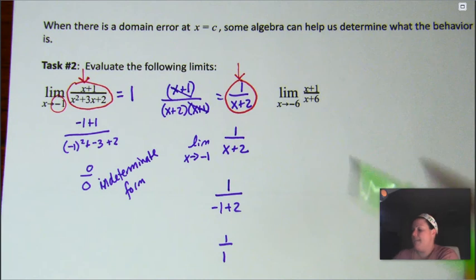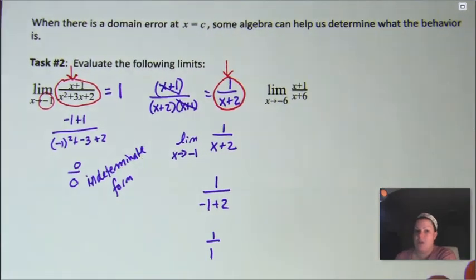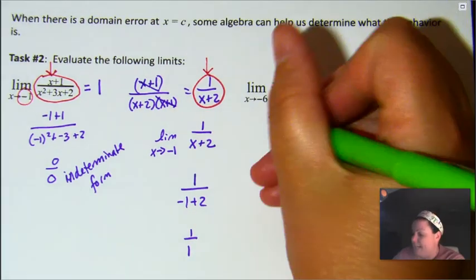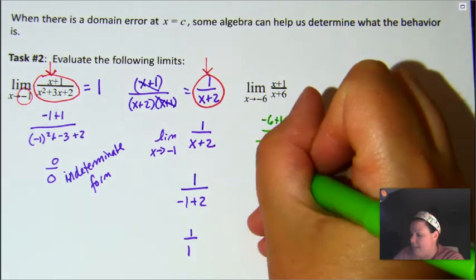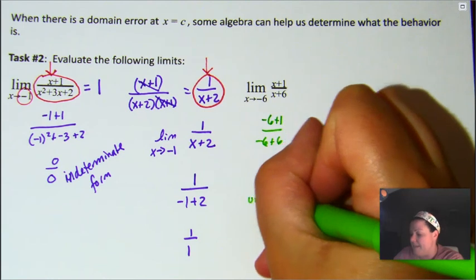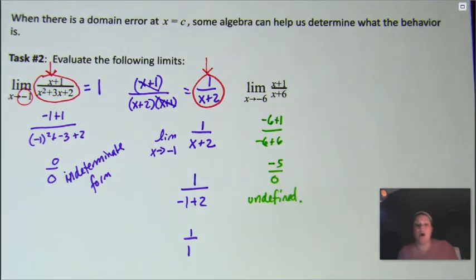We're approaching -6 of x plus 1 over x plus 6. So now we are talking about something weird that's going on here. I always try direct substitution first: -6 plus 1 over -6 plus 6. We're going to end up with -5 over 0. This is something that is undefined. So this does mean that there is something weird going on.